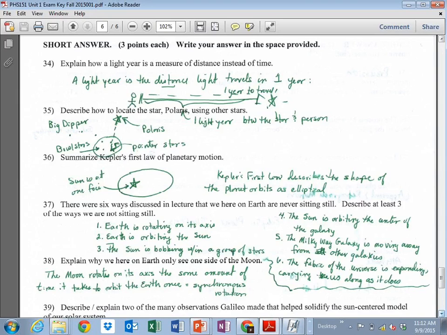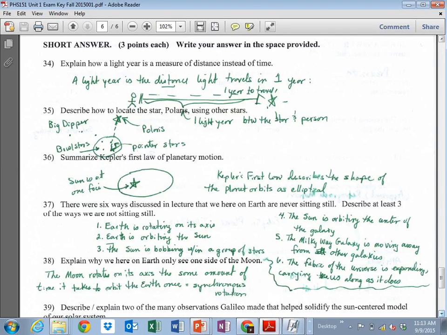Question 36, what's Kepler's first law? It describes the shape of the orbit of the planets as ellipses with the sun at a focus. Question 37, of these 6 ways that we're moving, you needed to give me 3. The Earth is rotating, the Earth is orbiting, the sun is bobbing up and down within a group of stars. Number 4, the sun is orbiting the center of our galaxy. Number 5, the galaxy is moving away from other galaxies. And number 6, the fabric of space and time is expanding and carrying us along as it goes.